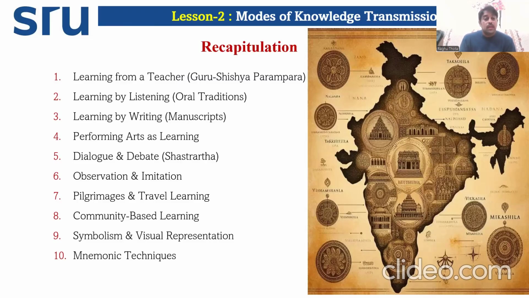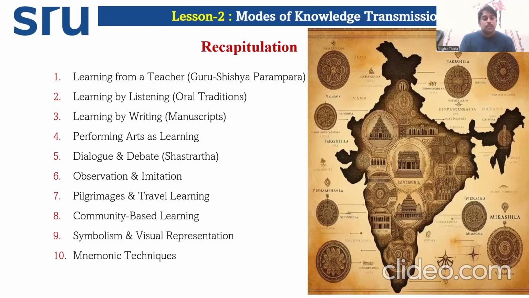And the third one, learning by writing. Our ancestors, in later years, believed that whatever precious knowledge they had had to reach the next generations. That's why they started writing their knowledge in the form of manuscripts. The precious knowledge they had was written on palm leaves, which are the base for our ancient knowledge. Ayurveda, everything had been written on palm leaves. And we are utilizing that knowledge now to treat patients in Ayurveda.